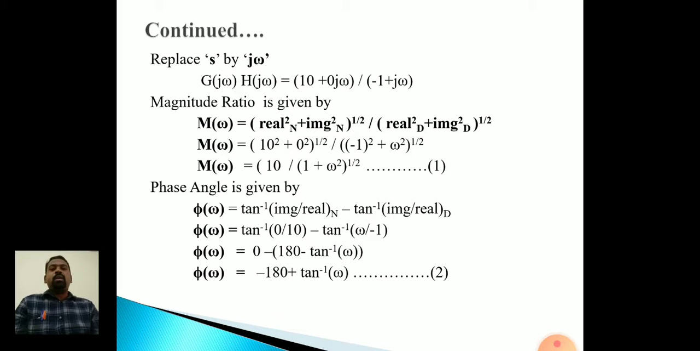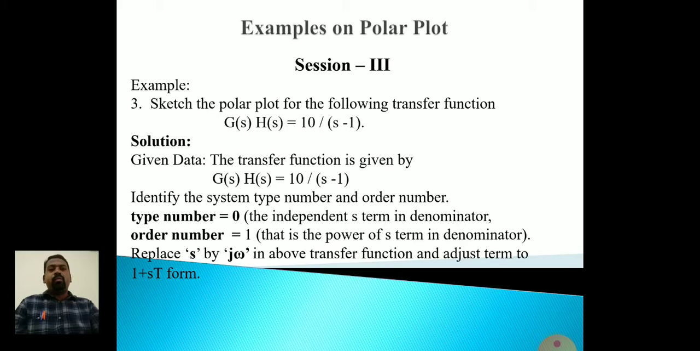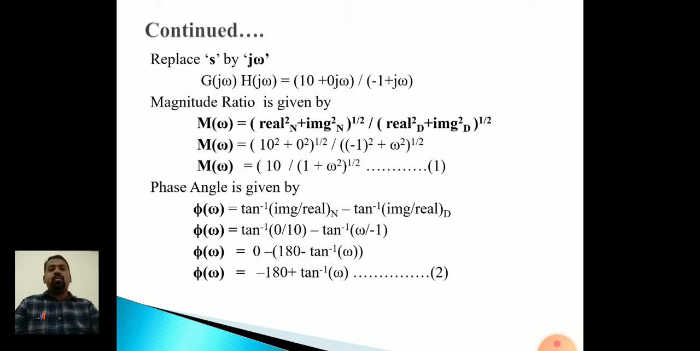Once again, replace s by j omega. The open loop transfer function becomes G(j omega)H(j omega) equals 10 plus 0 j omega, because in the numerator only the constant term is there, that is only 10. So we write the numerator as 10 plus 0 j omega, and the whole divided by the denominator, adjusted to 1 plus sT form, that is s minus 1, so minus 1 plus j omega.